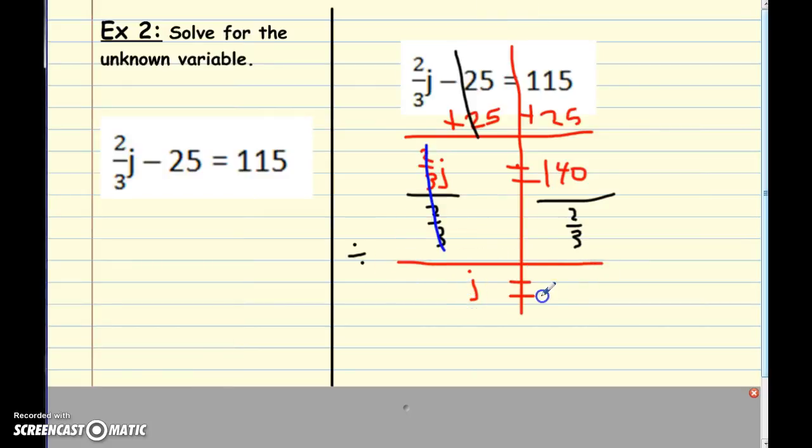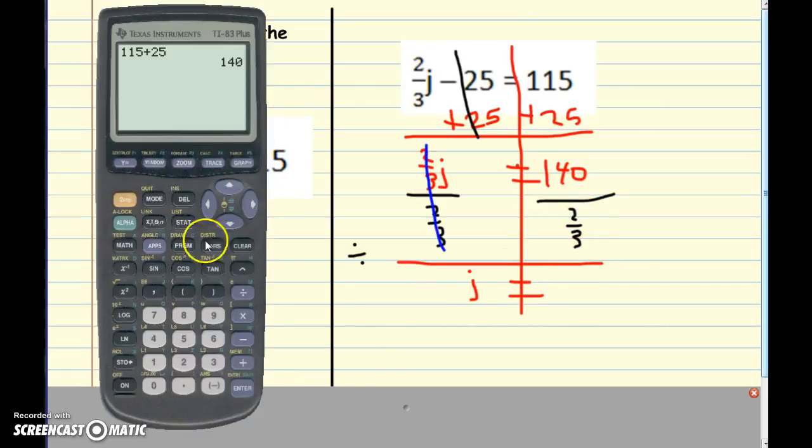And then I have 140 divided by 2/3. So this is something I'm going to use my calculator for. So I have 140, and I'm going to do division. And then again, anytime we enter a fraction into the calculator, we want to make sure to use those parentheses. If we don't, that's going to skew the answer more often than not. So again, 140 divided by 2/3, and I'm going to hit enter, and my answer is 210.